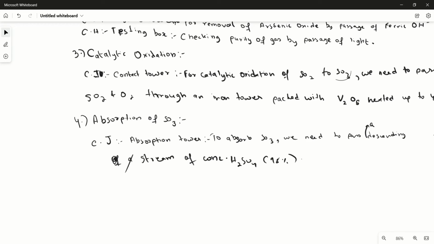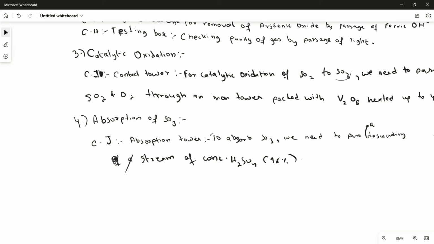Just to recap, we have production of SO2: A, blower, B, pyrite burners. Then we have the purification unit for purification of the gaseous mixture of SO2 and O2: C, dusting tower, D, cooling pipes, E, scrubbing tower, F, drying tower, G, arsenic purifier, and then H, the testing box. Then we have the catalytic oxidation in the contact tower, and then the absorption of SO3, chamber J. Oh, it's I, sorry, chamber I for catalytic oxidation. And then finally, we have dilution of oleum.